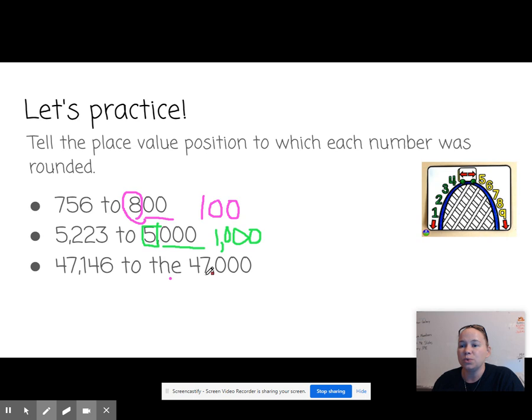47,146 to 47,000. So these are all zeros. I must have rounded to this place right here. Ones, tens, hundreds, 1,000. So this one is also rounded to the nearest 1,000.